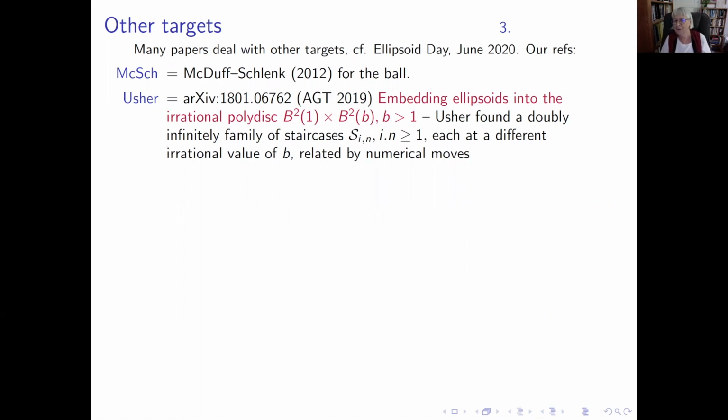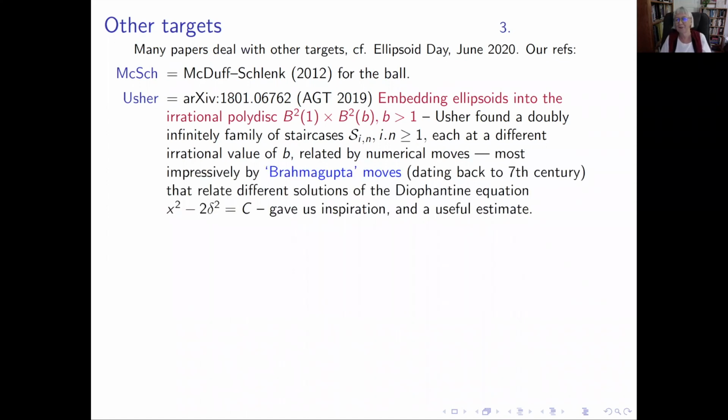And then he found these really fascinating things. These are what are called Brahmagupta moves, which date back to the old Arabic geometers in the 7th century, and they're related to the properties of Diophantine equations. So there was some transformation in Diophantine equations that gave you some new solutions. And that's incredibly impressive, to have mathematics going back that time. And so it gave us inspiration and also a very useful estimate. So we used a little of his methods, not all of them.